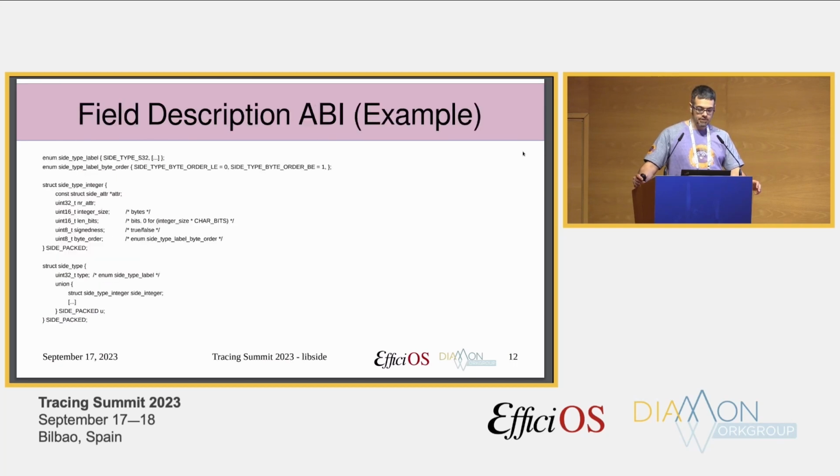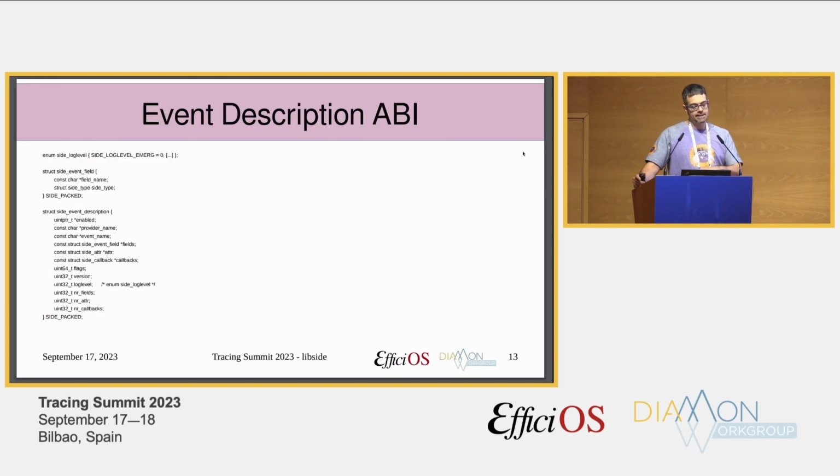Then we have the event. So the first one was the field description. This one is the event description. So the event has what? It has a couple of attributes. It has its enabled state, it has a name, it has fields and callbacks, flags, version, and whatnot, log level. And then the fields, it's an array of tuples: field name and a type.